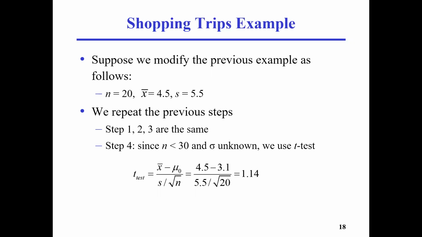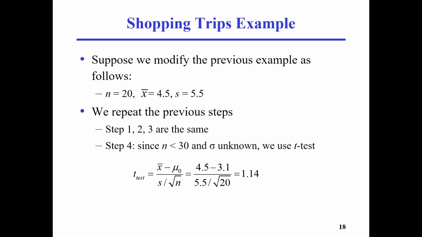Since n is smaller than 30 and sigma is unknown, we use the t-test. This is the formula we're familiar with. The t-test is about x bar minus mu 0, divided by the standard deviation of the sample and also the size of the sample. Then according to the calculation, the t-test value is 1.14. So the next step is the old story.